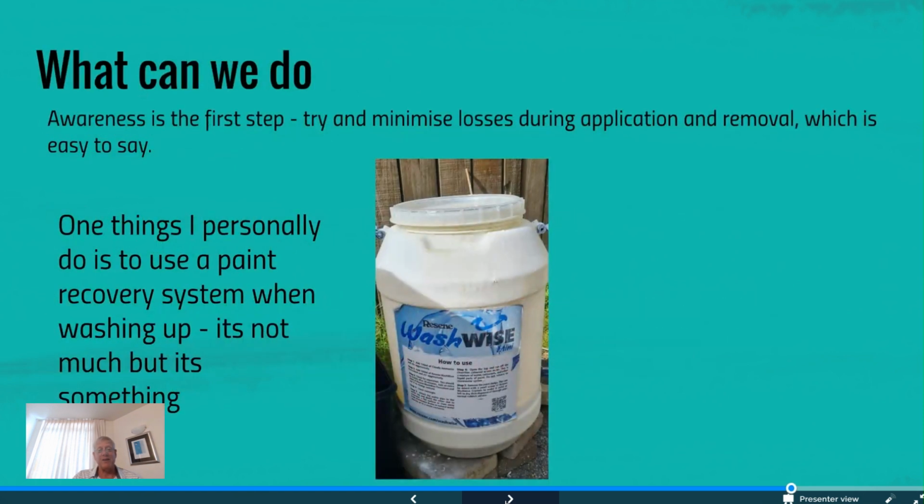What can we do about it? It's probably not a heck of a lot initially, but awareness. Start with raising awareness. So if you're doing some painting this DIY season, try and minimise your losses. If you're sanding off and you're near a waterway, try and keep that crap out of the waterways. And one thing I do when I'm washing up my brushes, I use this paint removal system, which I bought from Rosine, and it works. I mean, it's not fabulous, but it works.